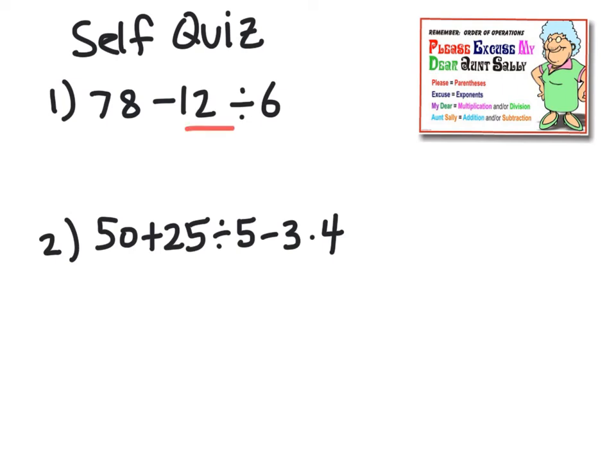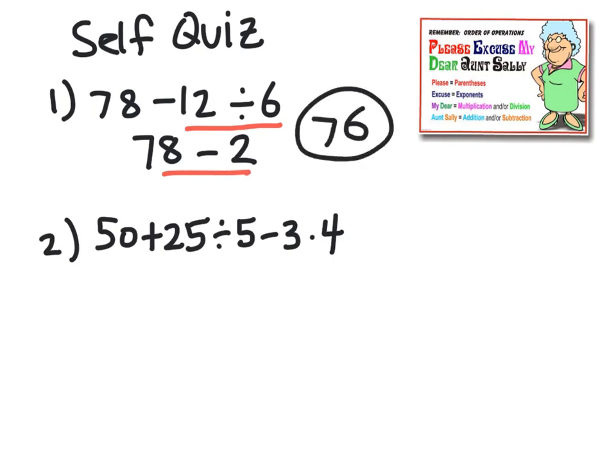For number 1, the first operation is division, 12 divided by 6. That's 2. And the second operation is subtraction, 78 minus 2. So the answer was 76. How'd you do? All right, let's look at the next one.